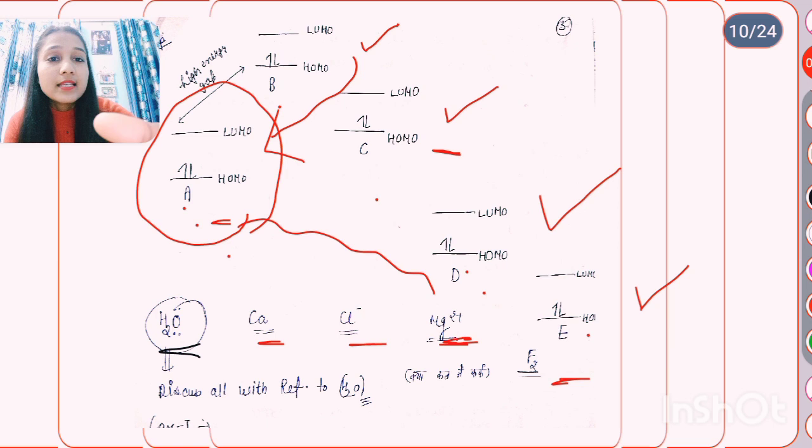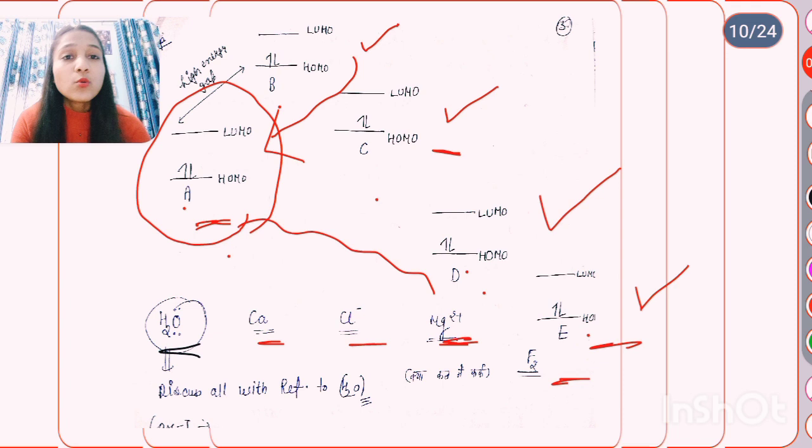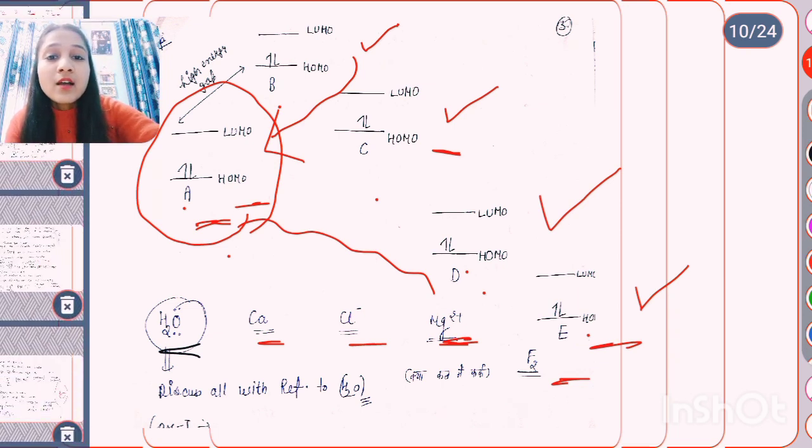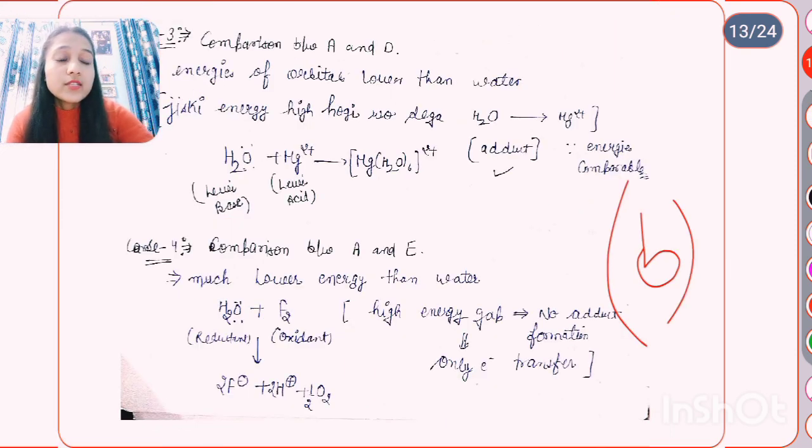And we have the last case as A and E. There is also very high energy gap. So these also do not behave like Lewis acids and bases. They will behave like oxidant and reductant. So here H2O donates electron, so it oxidizes itself and basically behaves as a reductant, and F2 behaves as an oxidant. So here you can simply read out the information given on the page. F2 has much lower energy than water. So water donates electrons here and oxidizes itself and behaves as a reductant, and F2 behaves as oxidant.